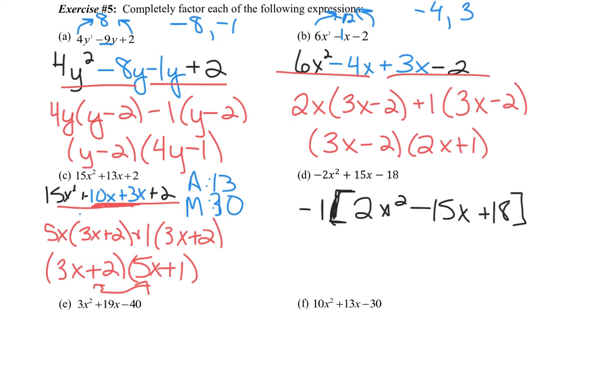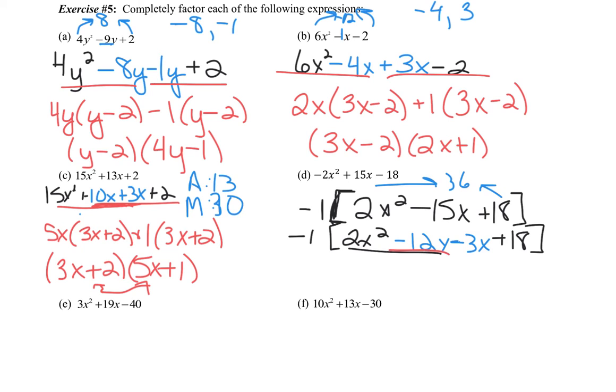So now I'm going to factor what's in brackets, and I'm going to do this one a little quicker. I'll do some parts verbally versus writing everything out. So factors of 36, right, that add up to negative 15. So that's negative 12 and negative 3. And then I'm going to bring down the 2x squared and the 18. And my negative 1 is still in the front.